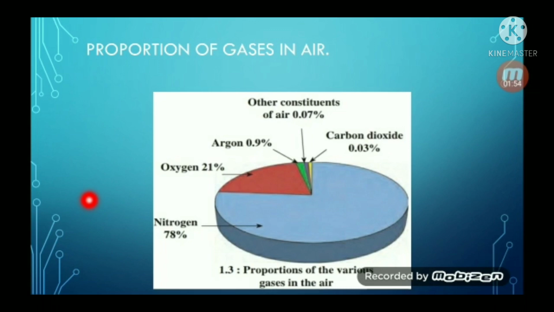Observe the diagram and give me the answer. Name major constituents of the atmosphere. Yes, nitrogen, that is 78%, followed by oxygen 21%, total 99%, and the remaining 1% is argon, other constituents of air, and carbon dioxide. Okay, which gas has the smallest proportion in the diagram? Carbon dioxide, that is 0.03%. But nowadays it is increasing and oxygen level is decreasing.